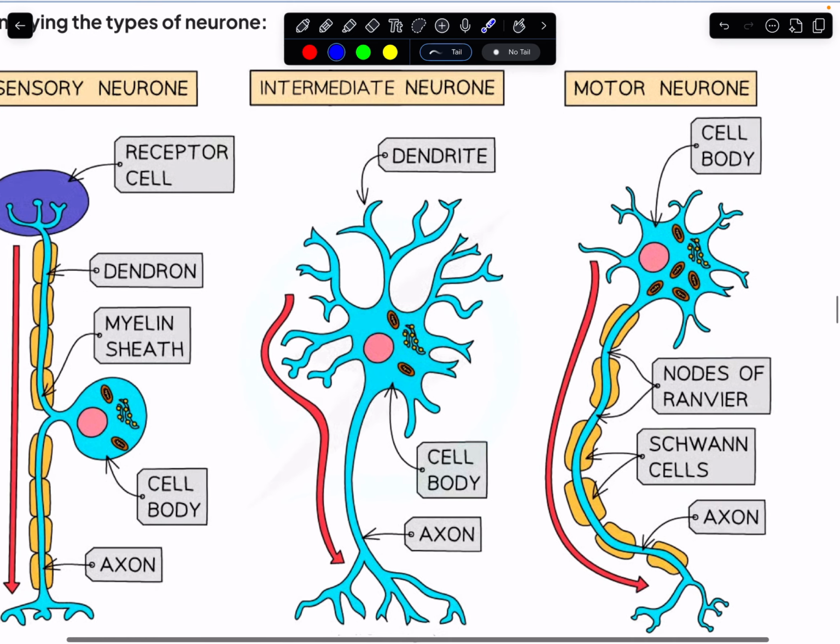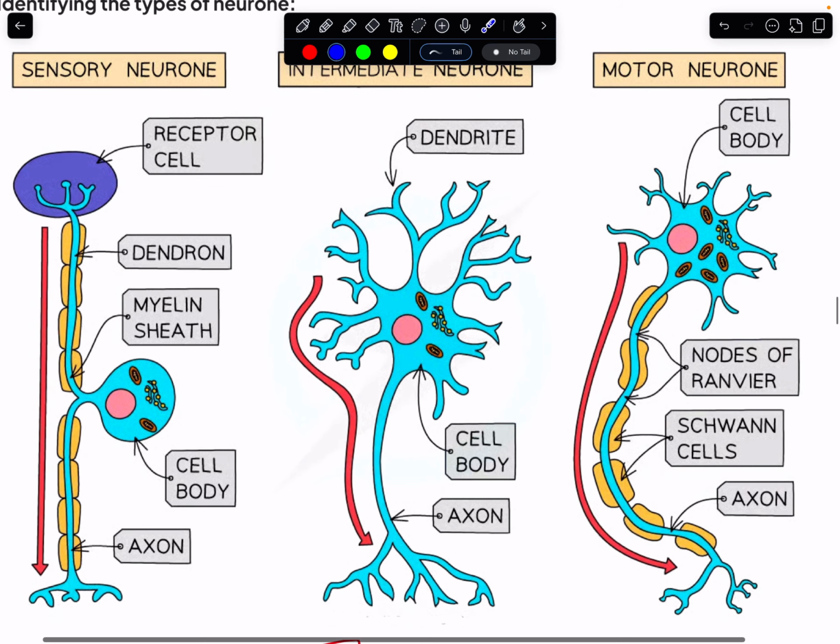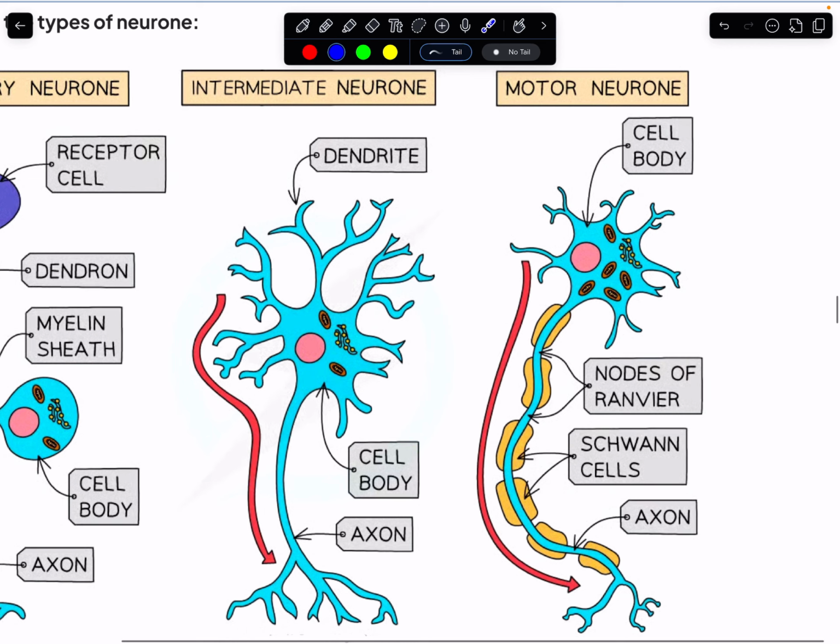And in some of the neurons, the dendrons in the sensory neuron and the axons are surrounded by an insulating material, and this insulating material is the myelin sheath that prevents the loss of information when it is being conveyed by the sensory neuron. Likewise, for the motor neuron, not its dendrites but rather the axon has a myelin sheath around it.